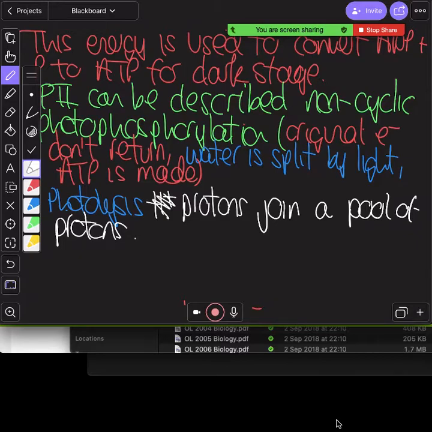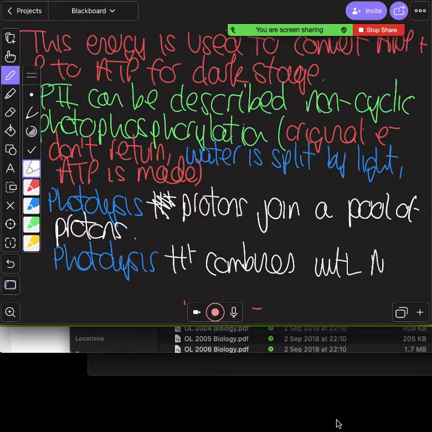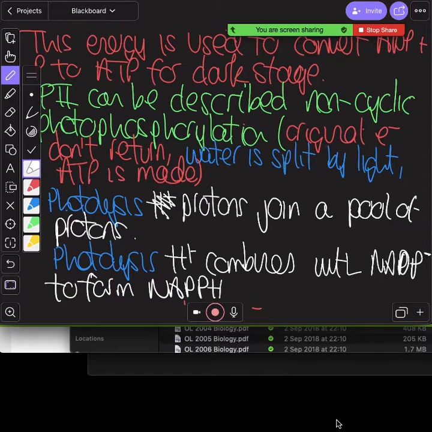And then we have photolysis proton combines with NADP minus to form NADPH. I'm not writing my D's very well today, I apologize. And again, that is for the dark stage.